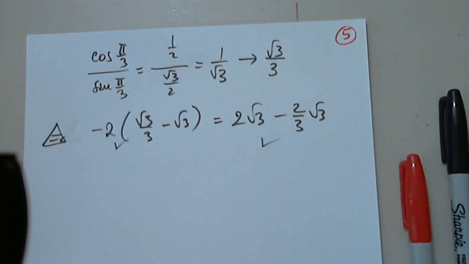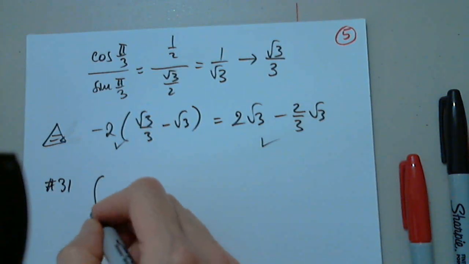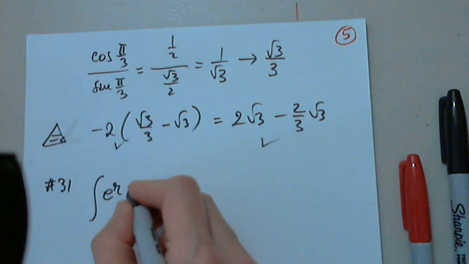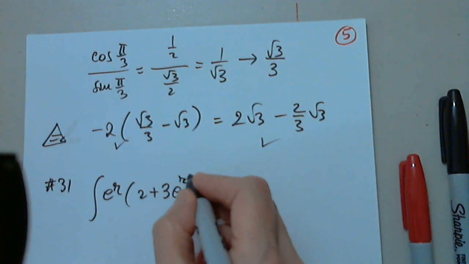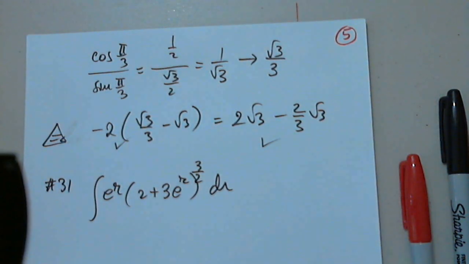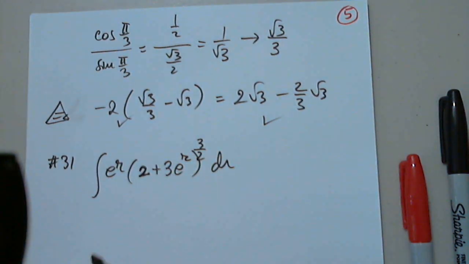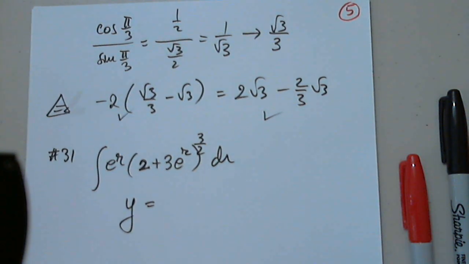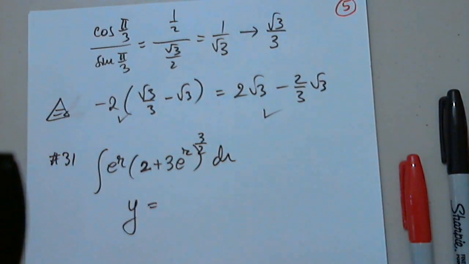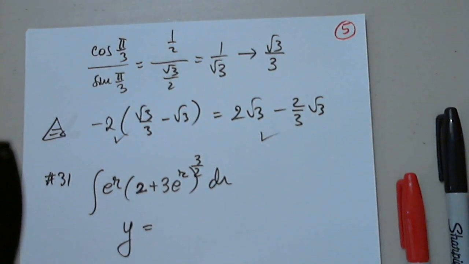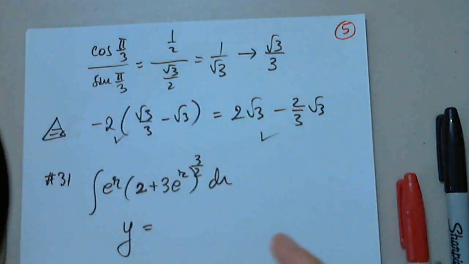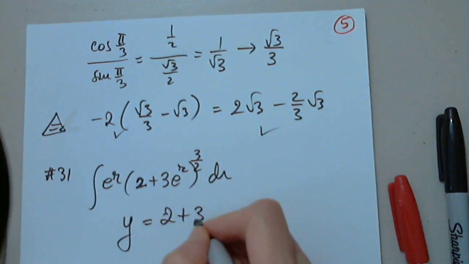Can we do number 31? 31, very good. I see it. So 31 is the integral of e to the r times (2 plus 3e to the r) to the 3/2 dr. Fine. Awesome. Good. What bothers you in this problem? 2 plus 3 e to the r. That's exactly what bothers me too.